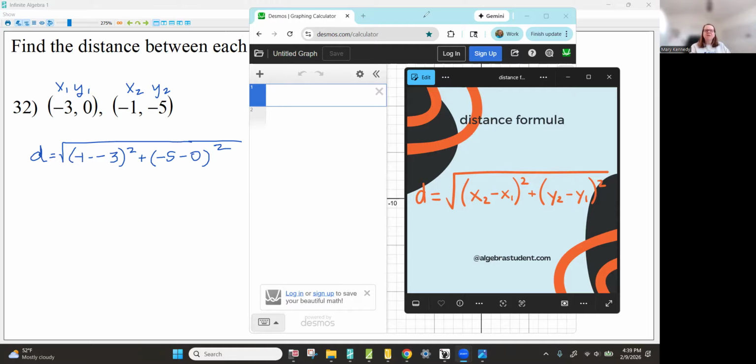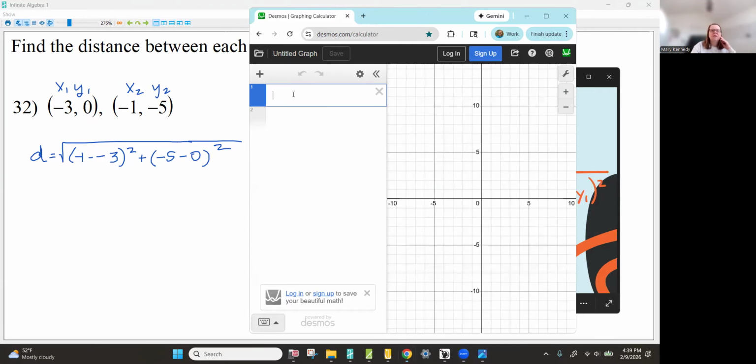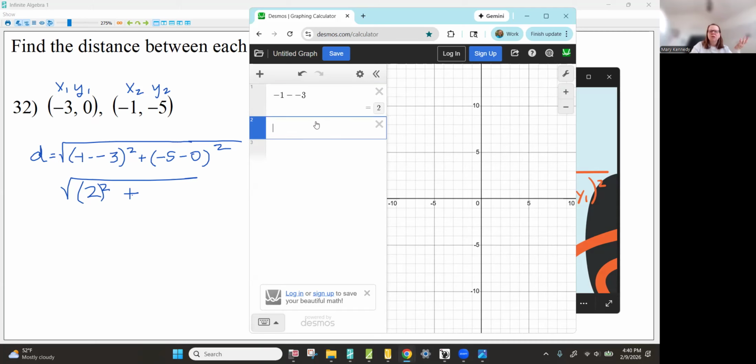So she went to Desmos at this point, and she was like, okay, well, -1 minus -3, and she typed it in just like that, which works because it converts it to a plus sign and gives you the right answer. She got 2. So this is 2 squared, and 2 squared is 4. So she's got down to here and she's got 4 plus, and then we go to the next part.